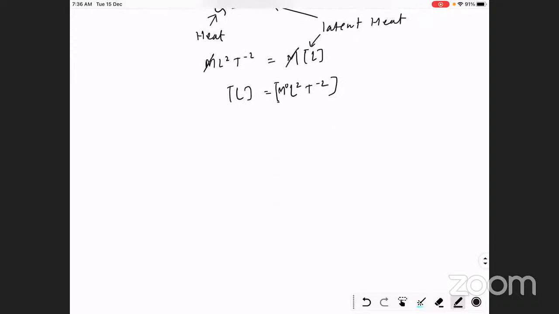Keep in mind. Now universal gas constant. Dimensional formula of universal gas constant. Tell me, what should it be?